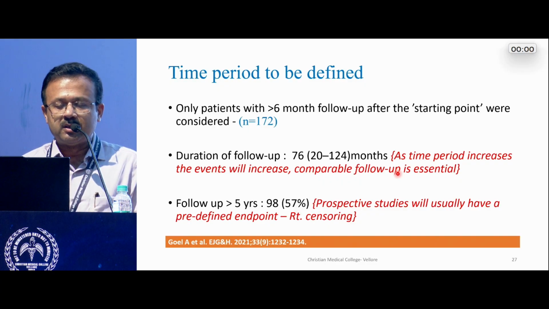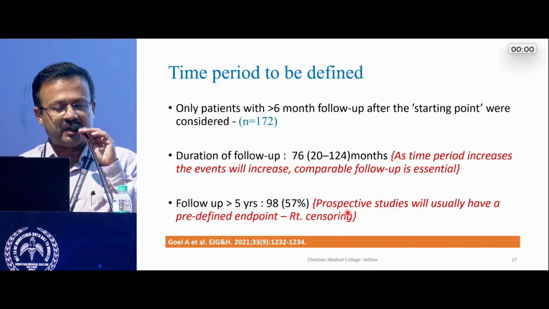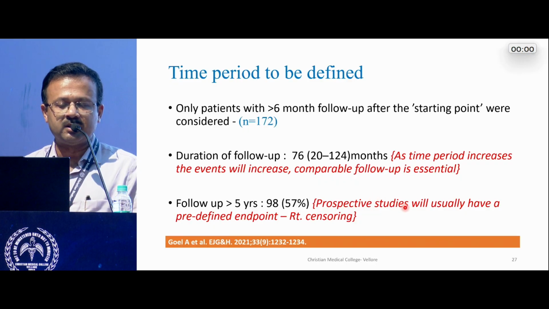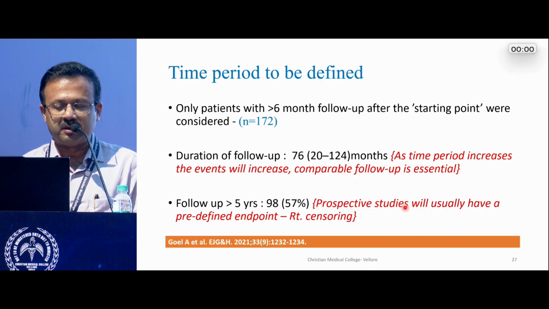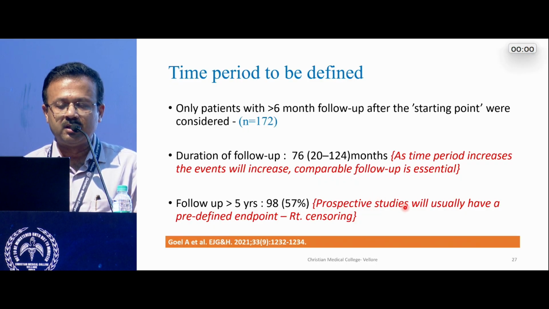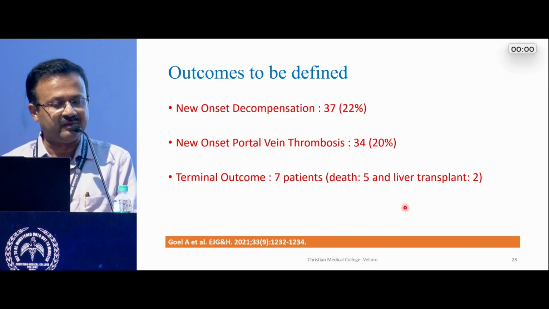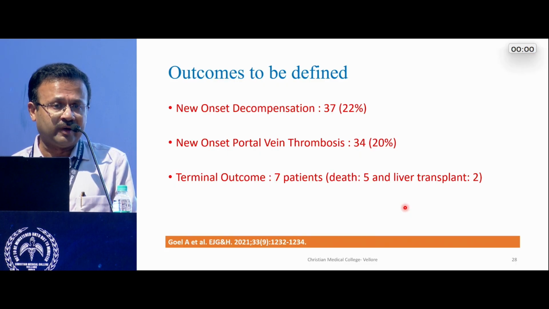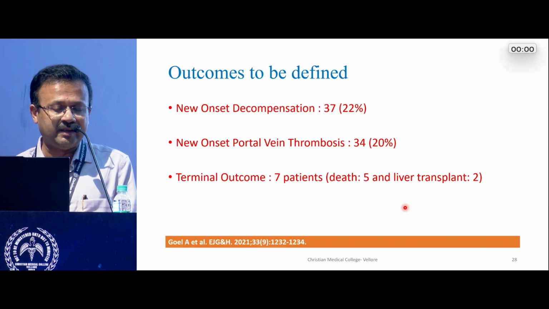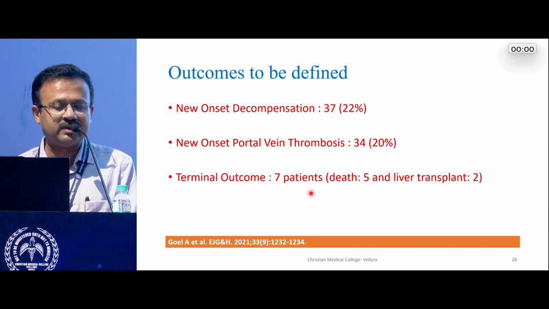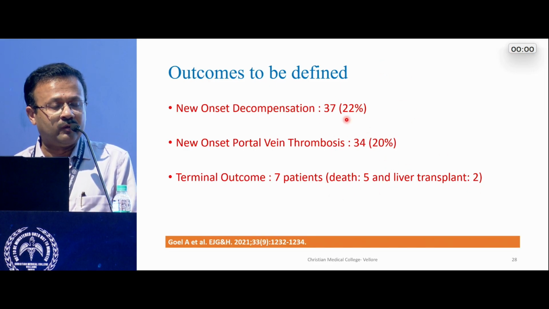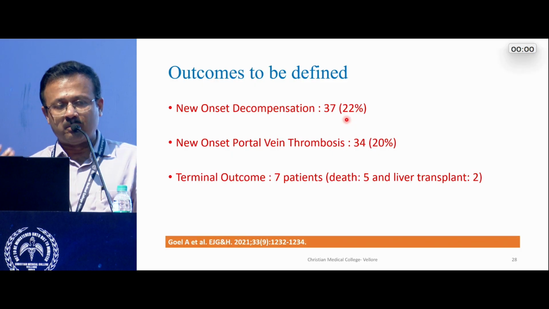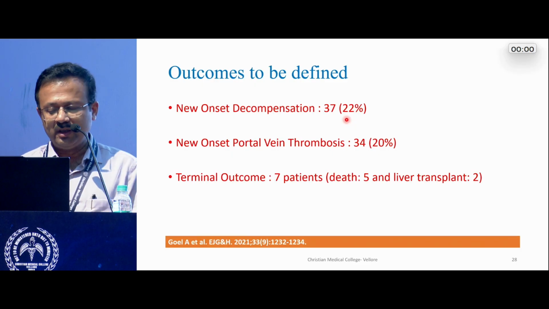We had a follow-up of more than 5 years, and as I said, a predefined endpoint and right censoring is a reality in most prospective studies. Now, the third point is to define the outcome of interest. For us, it was new onset decompensation, new onset portal vein thrombosis, and a terminal outcome, which we defined as death and liver transplant together. Always, it's a good idea to say how many events have accrued over the time period so that we realize the numbers that we are dealing with.